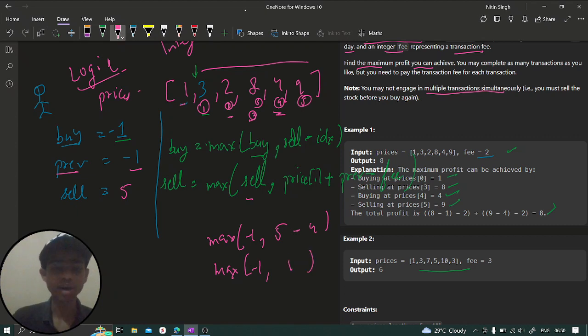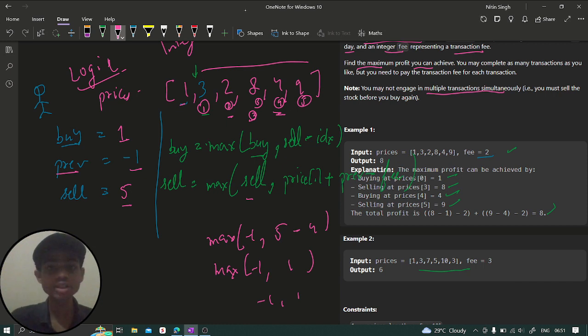So which is maximum now? Minus 1 or 1? 1 is the maximum. That means we should buy it, right? I hope it makes sense. And see guys, how this is going to work? We are using a sell variable, right? So we should buy it, and now if we buy it, we can say buy variable is 1, and this happened due to sell variable because we now have a net profit 5. If we buy it on this day, we are going to get a profit of 1, right? After buying it, right?